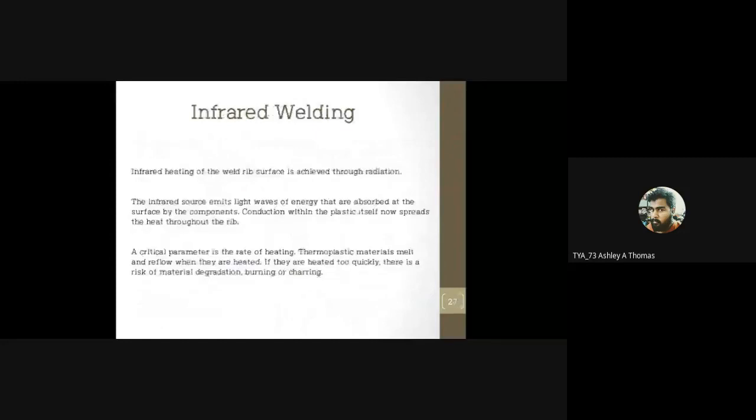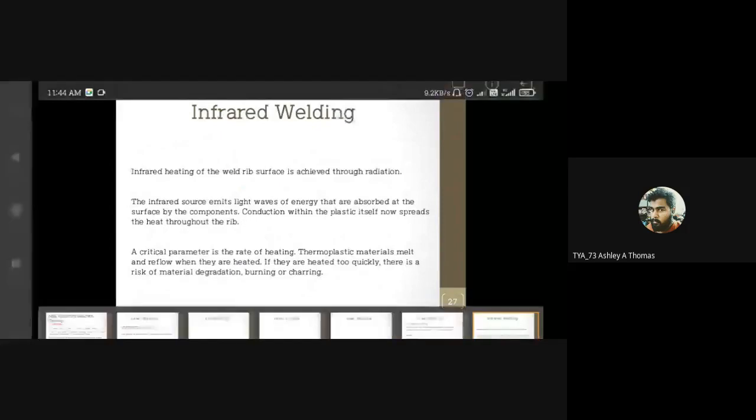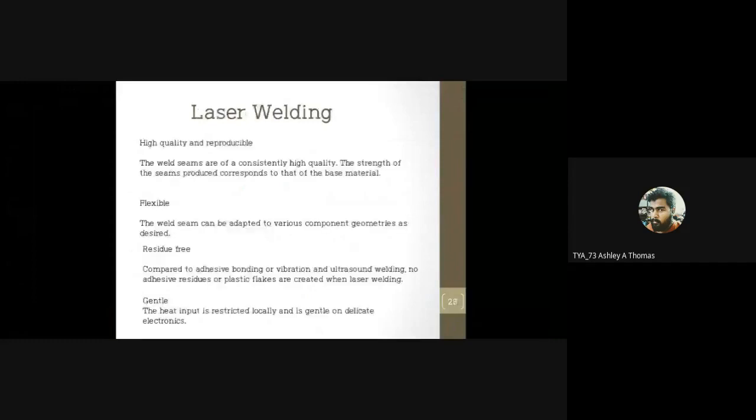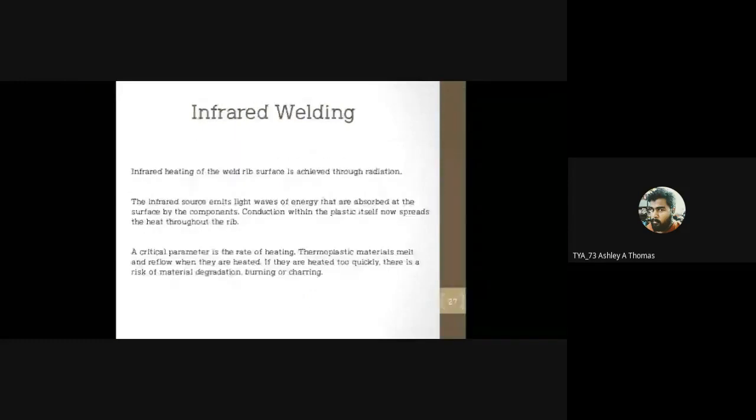The next one is infrared. See, why I am going fast, this is similar. Now what is happening here? Only the source is changed. In the previous case we used laser, here we are using infrared. Only that, the process is the same. Heating is happening here by using the infrared rays.